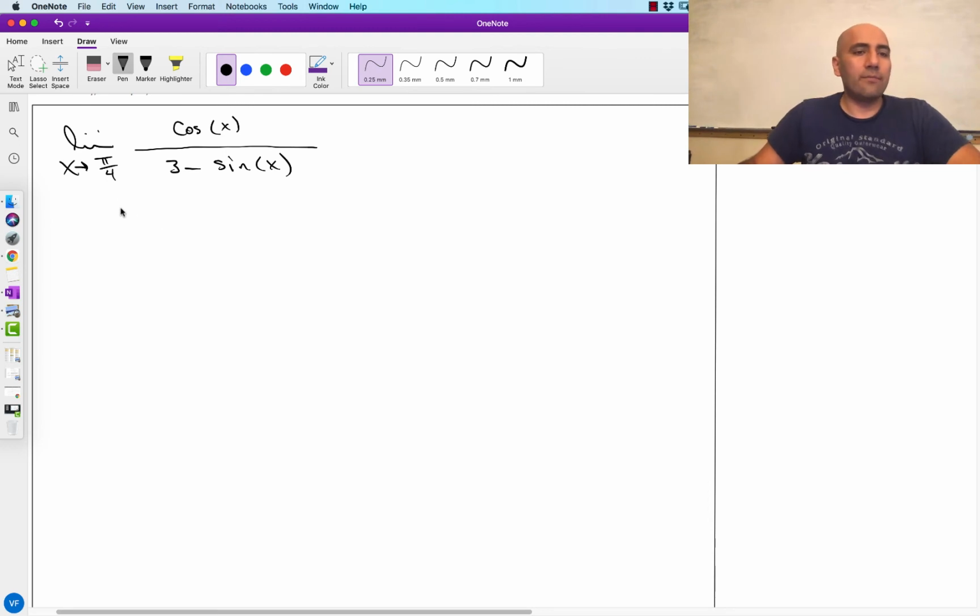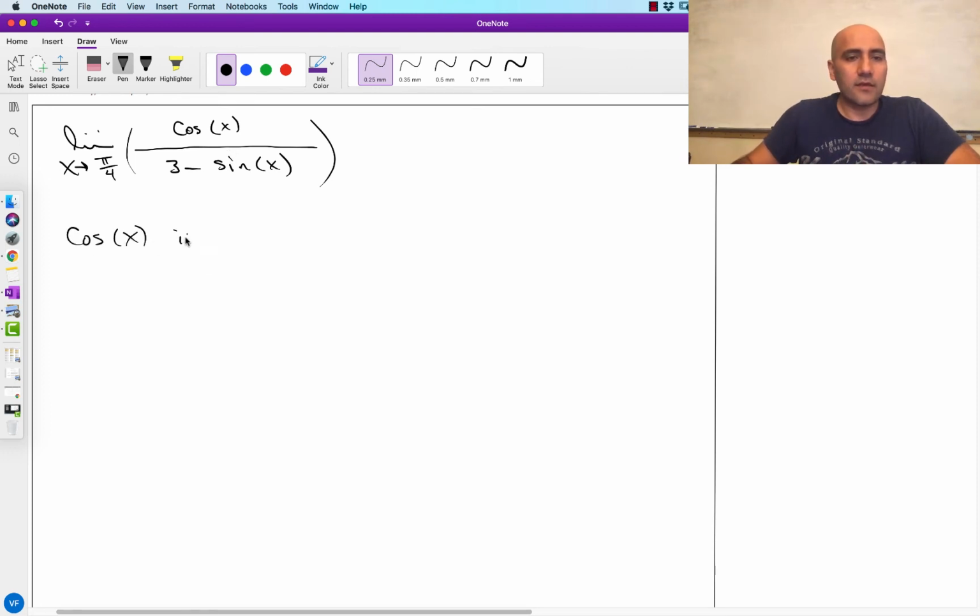Okay, let's do one more example. Let's find the limit as x approaches pi over 4 of this rational function now: cosine x divided by 3 minus sine x. Okay, again, on initial inspection, this might look like a difficult question, but it's really quite easy if we think about the fact that we know that cosine is going to be continuous for all real numbers.